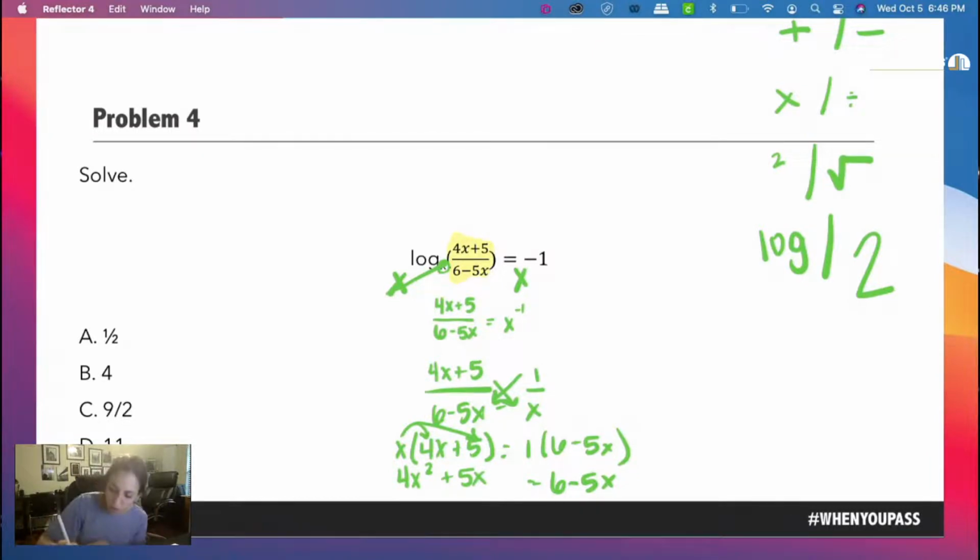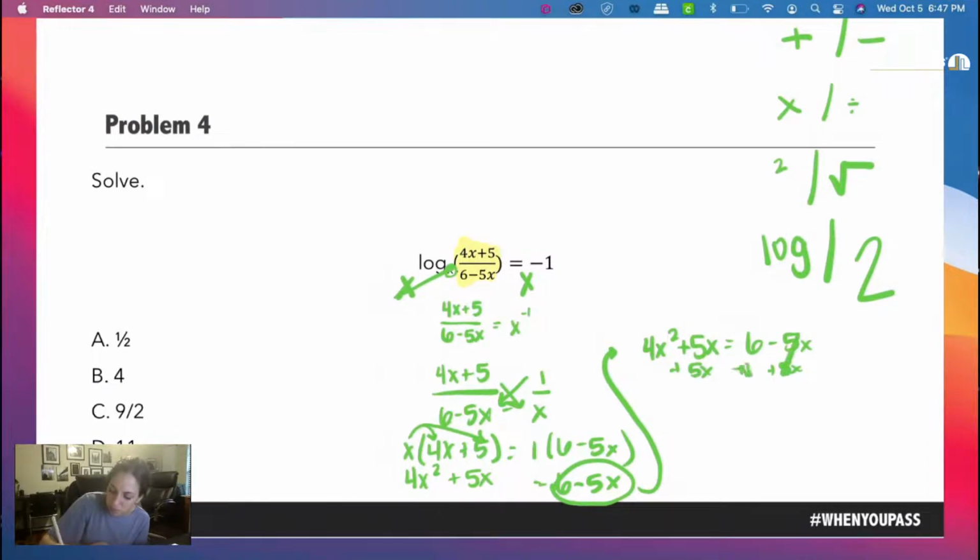So now we're going to continue on up here. I'm going to move this stuff to the other side. So my arrow's a little bit too big. 4x squared plus 5x equals 6 minus 5x. I'm going to add 5x to both sides.